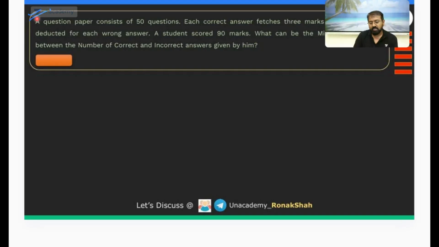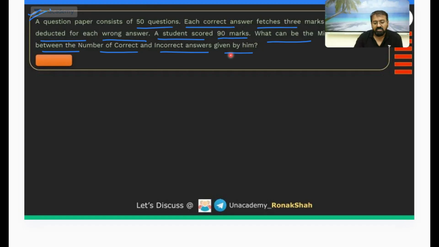Guys, look at this question. A question paper consists of 50 questions. Each correct answer fetches 3 marks and 1 mark is deducted for each wrong answer. A student scored 90 marks. So what can be the minimum difference between the number of correct and incorrect answers given by him?